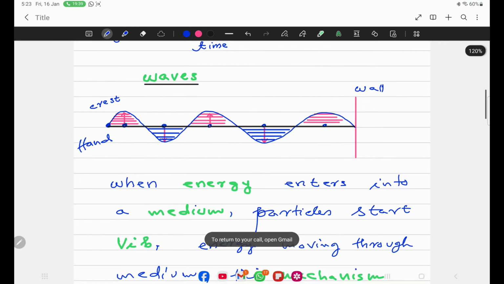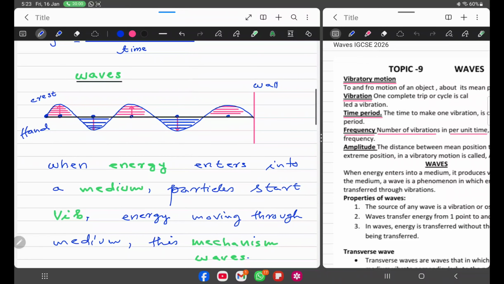Now we were studying about transverse waves. In a transverse wave, as I was teaching, the region above the mean position is called the crest. The region below the mean position is called the trough. So we can say a transverse wave is composed of crest and trough.